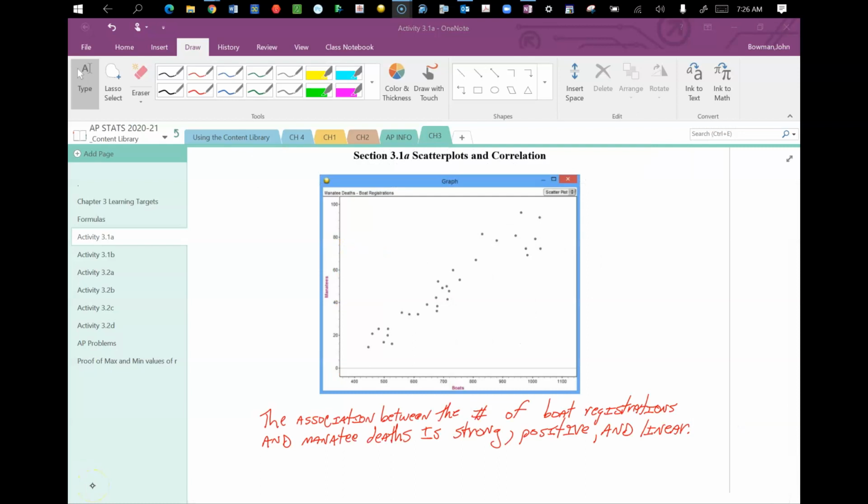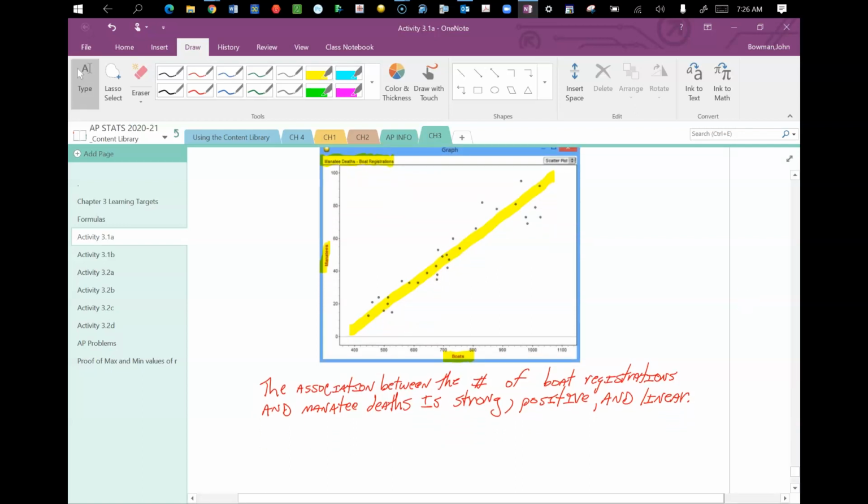Alright, so I used some computer software to make my scatter plot, and you can see that there appears to be a fairly strong positive linear association between the number of boat registrations and the number of manatees killed. I provided a title, I provided labels on both axes, and my description was the following. The association between the number of boat registrations and manatee deaths is strong, positive, and linear.